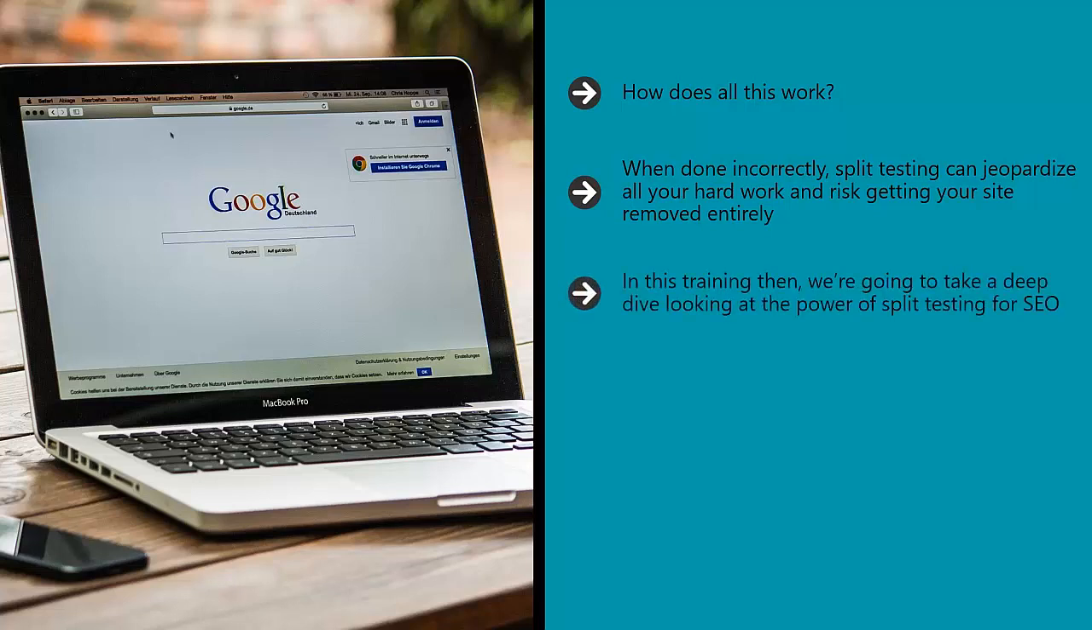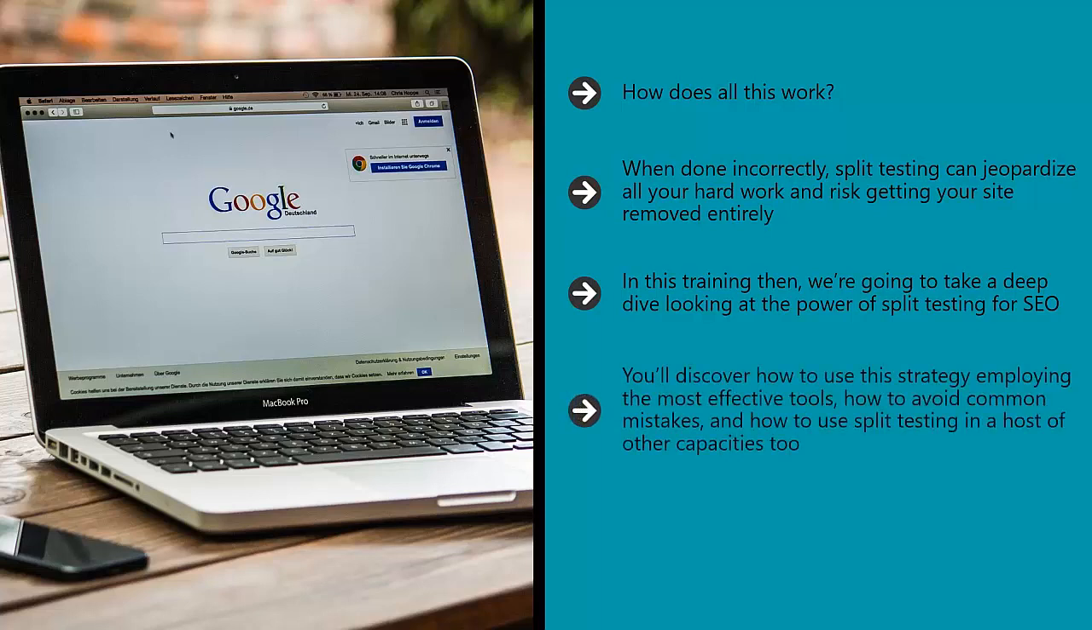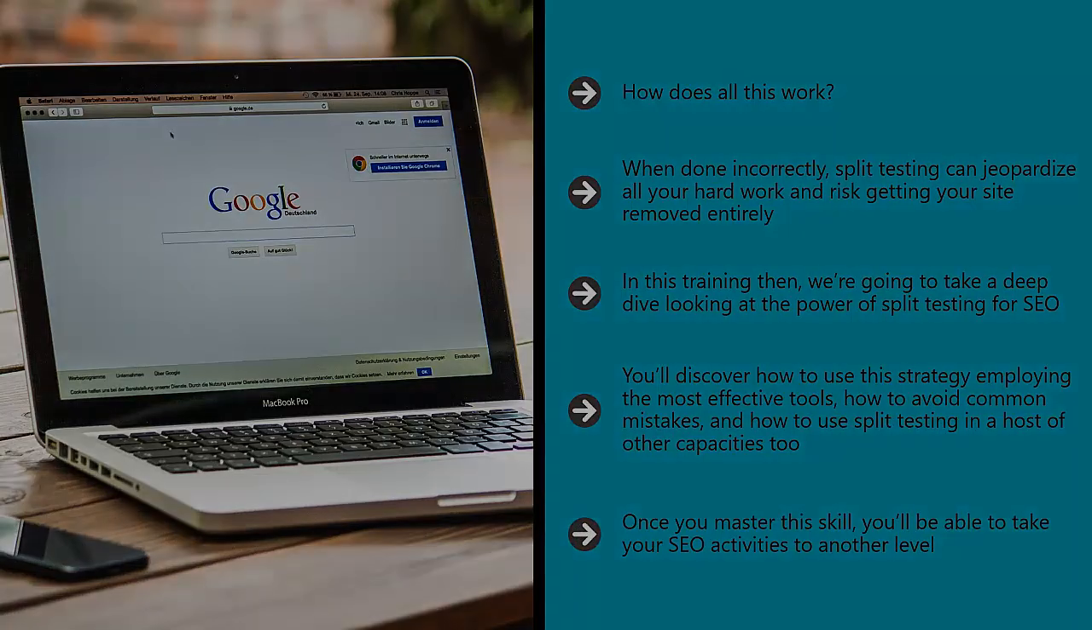In this training, then, we're going to take a deep dive looking at the power of split testing for SEO. You'll discover how to use this strategy employing the most effective tools, how to avoid common mistakes, and how to use split testing in a host of other capacities too, such as to help sell a product or improve engagement with your audience. Once you master this skill, you'll be able to take your SEO activities to another level.